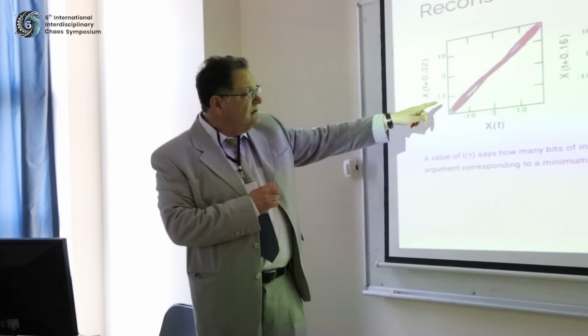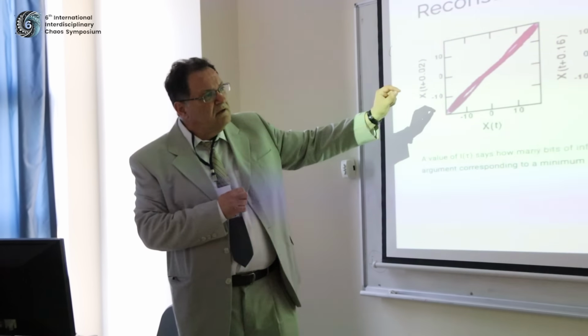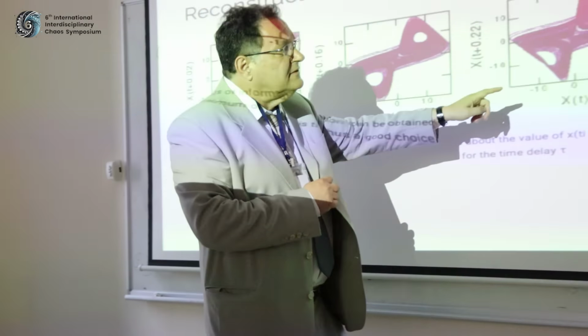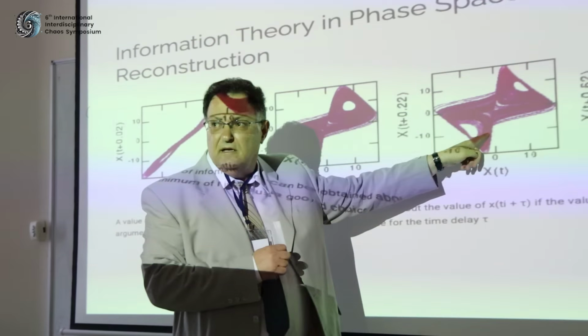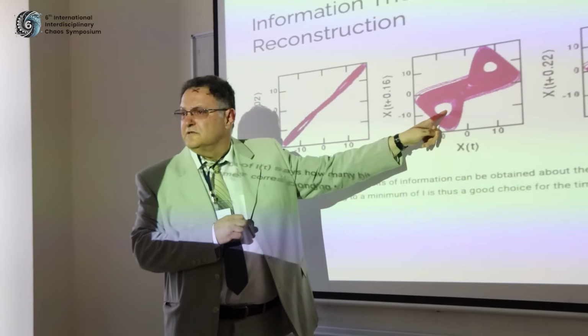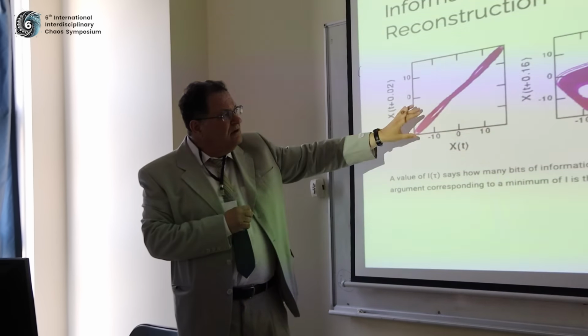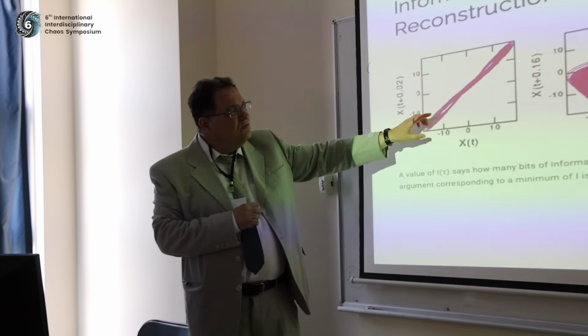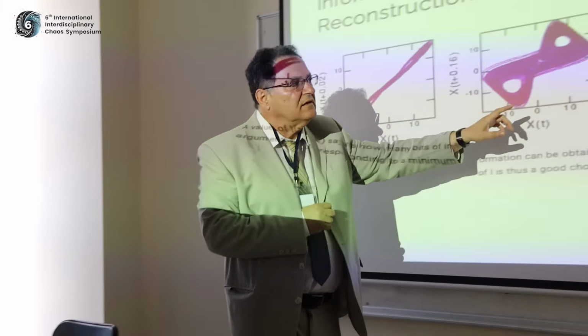In this case, the delay time is very small. Here, the delay time is very big. And here, the correct is this. This is the attractor of Lorenz. If we have a small delay time, we have this, and we do not have clear information. Same here.